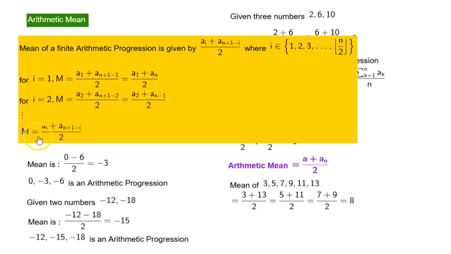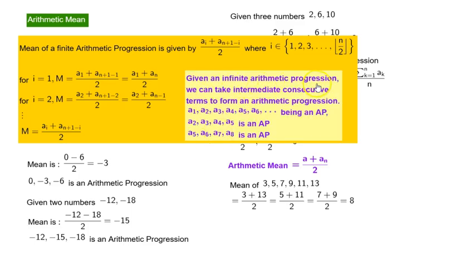So, in general, the mean would be any symmetric terms added together and divided by 2. Here, for each of these, I'm using a single letter M, because they are all going to be equal in the case of an arithmetic progression.